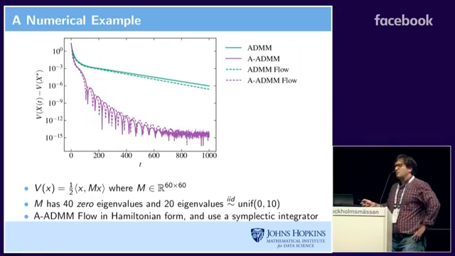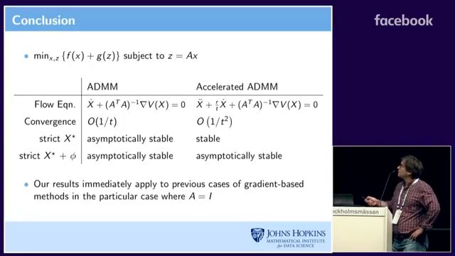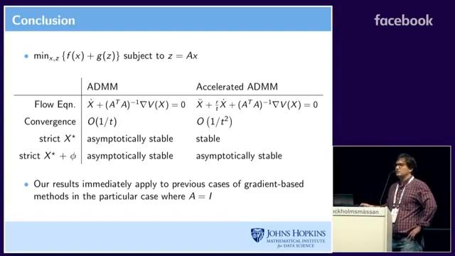and the convergence rate from the previous theorem holds. So in summary, we considered a constrained problem, obtained the continuous limit of ADMM and accelerated ADMM, and convergence rates under convexity. And we considered stability on strict minimizers: ADMM is asymptotically stable, accelerated ADMM is stable, but you can recover asymptotic stability by introducing this forcing function. And our results immediately apply to the previous case of Nesterov and the second order gradient flow if you put the matrix A equals identity.